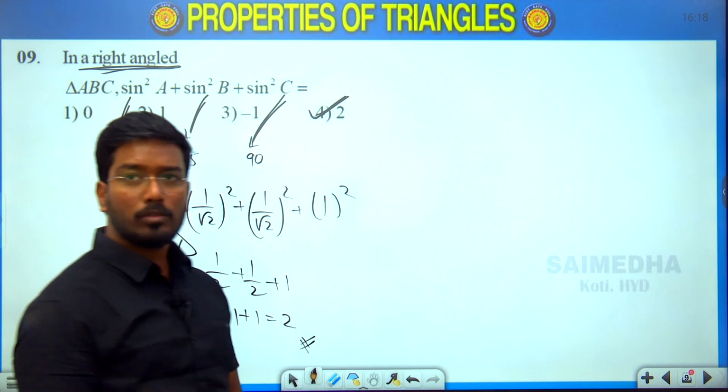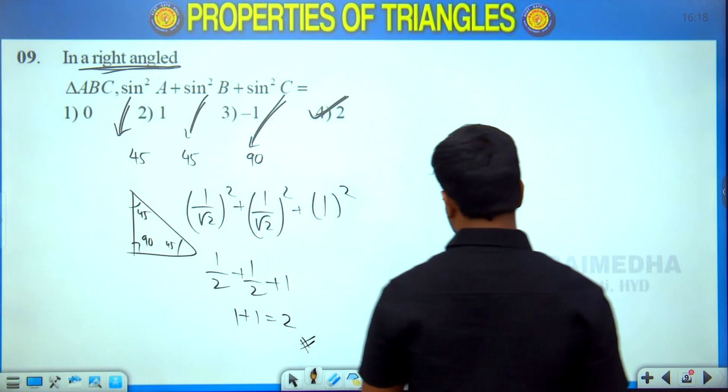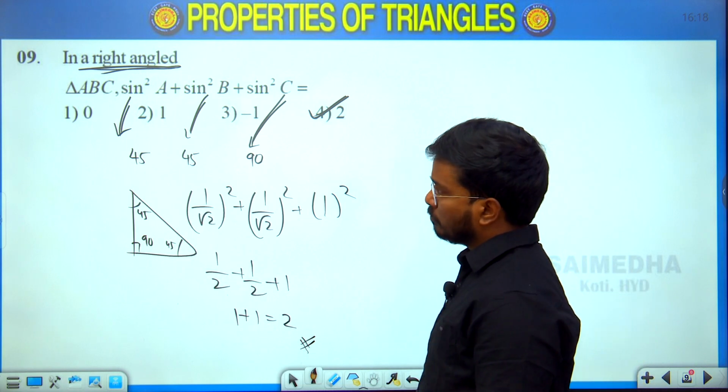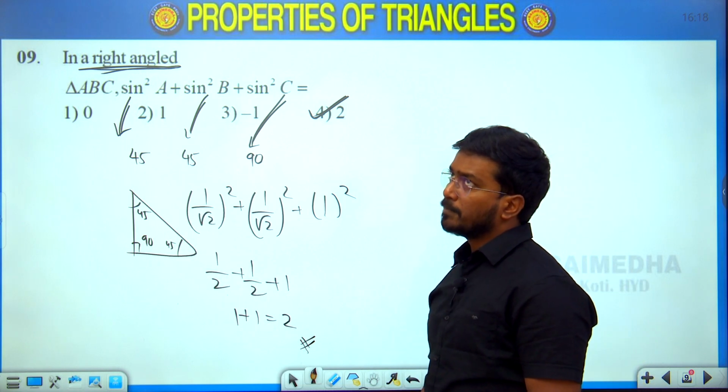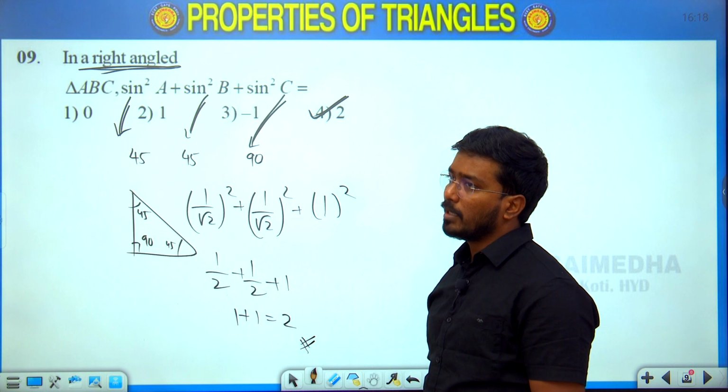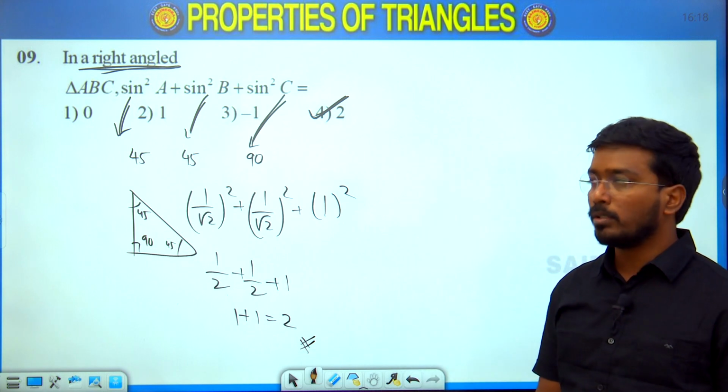You can take any other values also, 30, 60, 90 also you can take. You can take other values as 45, 45, 90 or 30, 60, 90. Those two sets of values are very good.